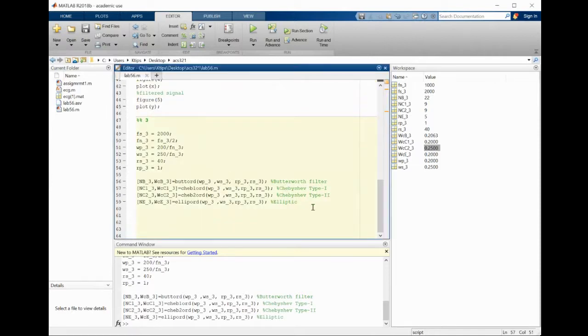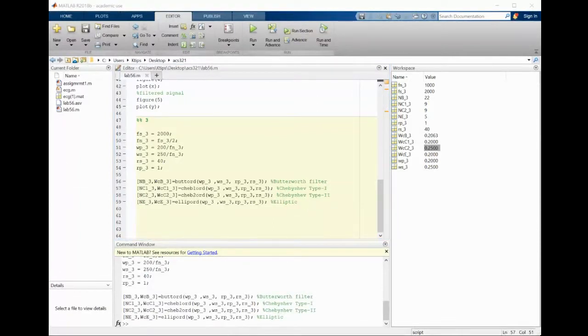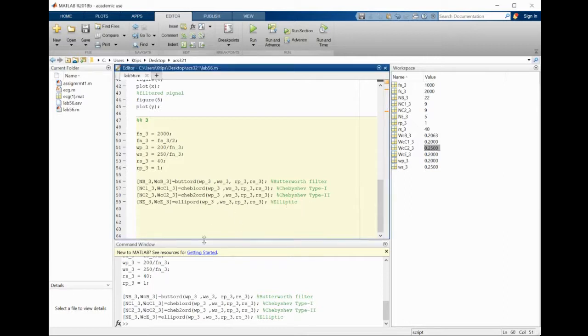But the good thing about Butterworth is that it usually doesn't have ripples in the stop band and pass band. But the elliptic filter has ripples in both the pass band and stop band. So these are important things that you need to consider when you want to choose your IIR filter.